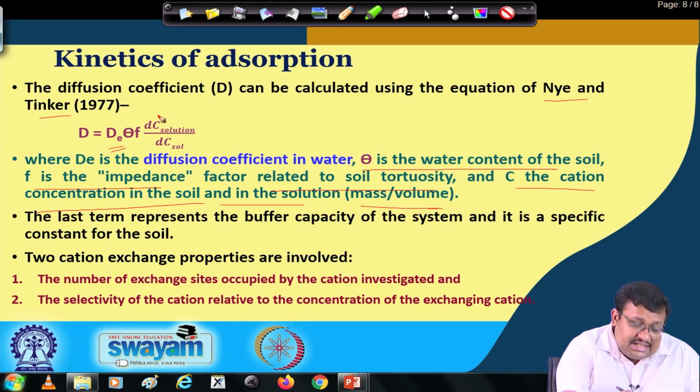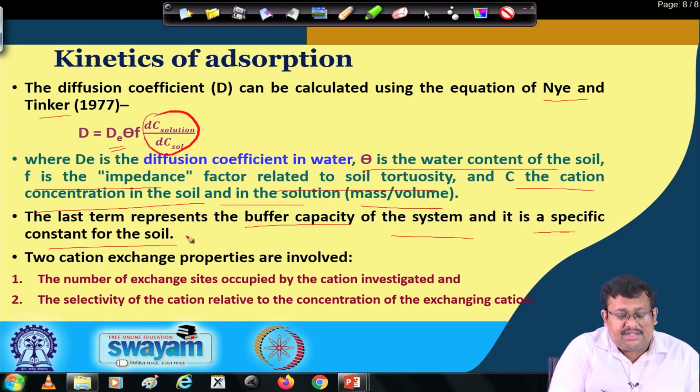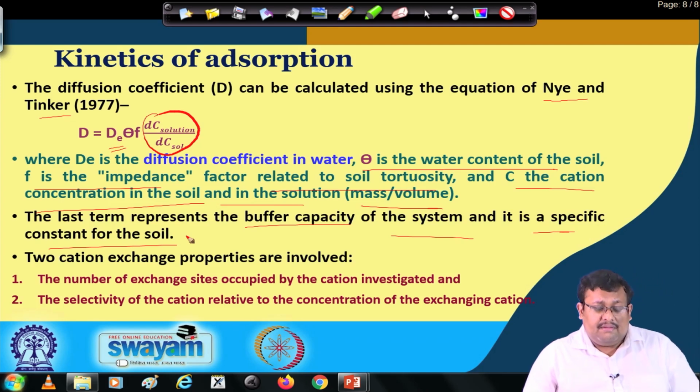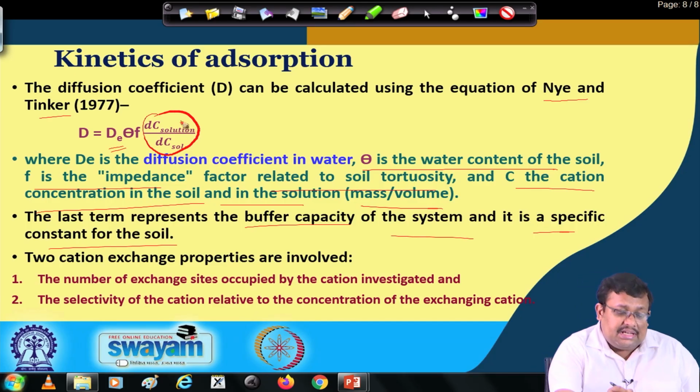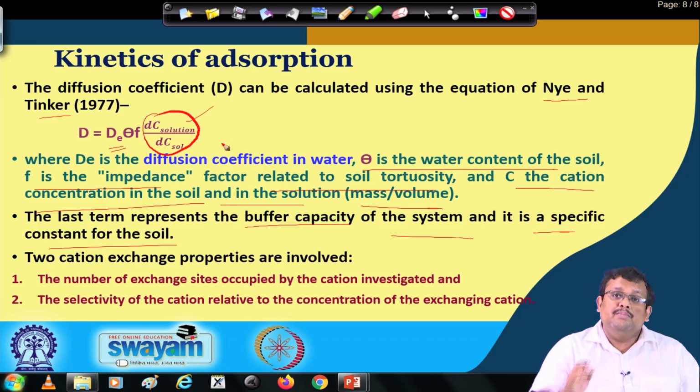Now, the last term, dC_solution to dC_sol, basically shows the buffering capacity of the system, and it is a specific constant for the soil. Obviously, when the concentration of a particular ion in the solution gets depleted, then the adsorbed ions from the soil clay surface or other secondary mineral surface go to the solution to maintain the equilibrium, and that is the representation of the buffering capacity.